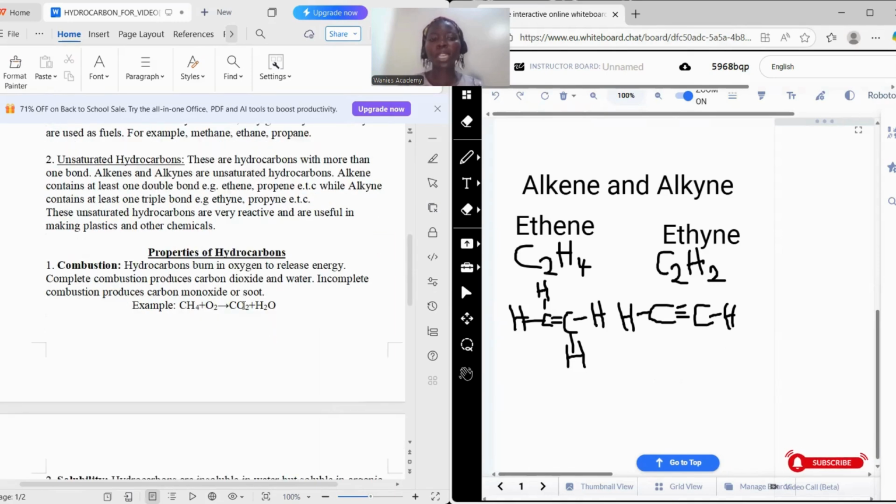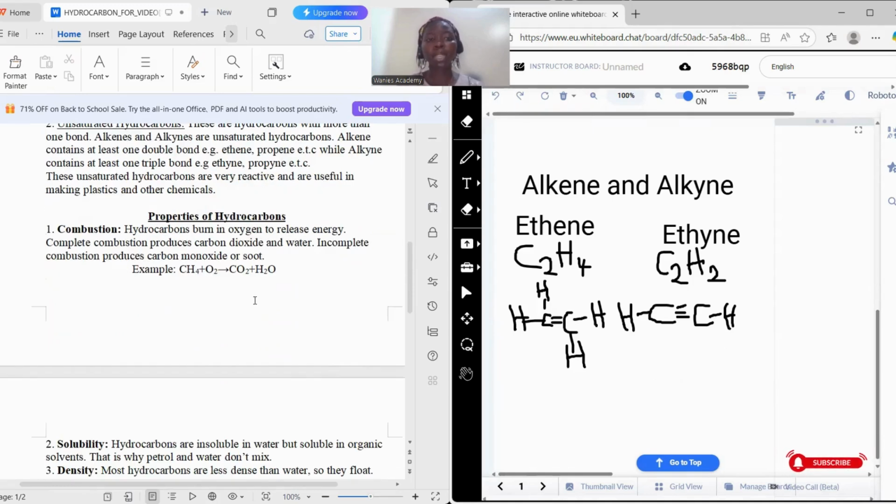Let's look at the properties of hydrocarbons. The first on our list is combustion. Hydrocarbons burn in oxygen to release energy. Now, combustion exists in two forms. We have the complete combustion and the incomplete combustion. Complete combustion produces carbon dioxide and water. This is when an alkane or a hydrocarbon burns in a sufficient supply of oxygen. Incomplete combustion is the opposite, which is when a hydrocarbon burns in an insufficient supply of oxygen.